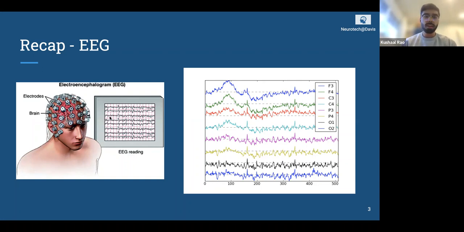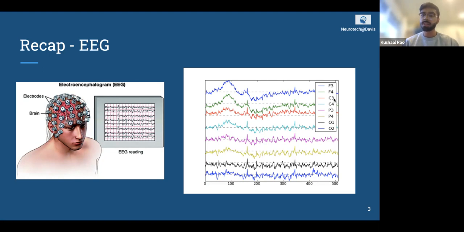So the electrodes are typically attached using gel, and they're put in a systematic order called the 10-20 system. Every letter and number combination that you see here means something and tells us a little bit about which location the electrode is located on. So F, for example, stands for frontal. F3 and F4 are near each other, and odd numbers are on a certain side and even numbers are on the other side.